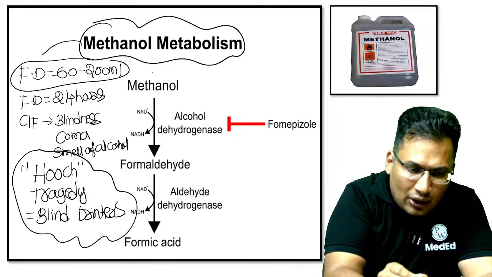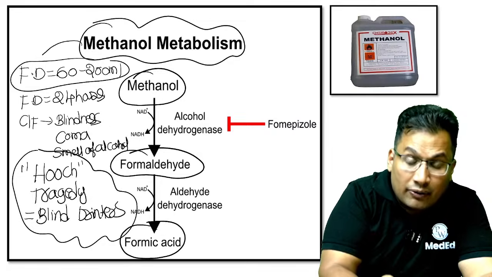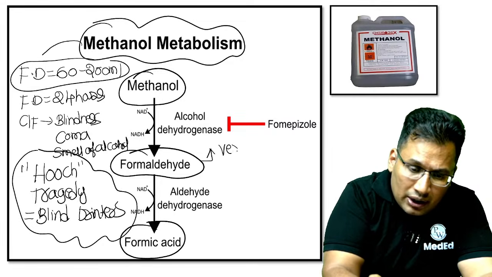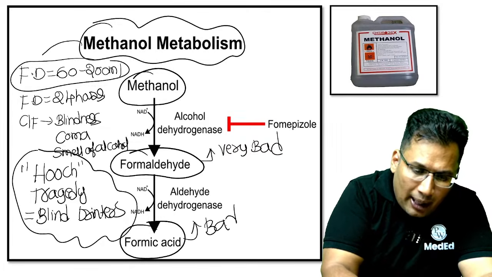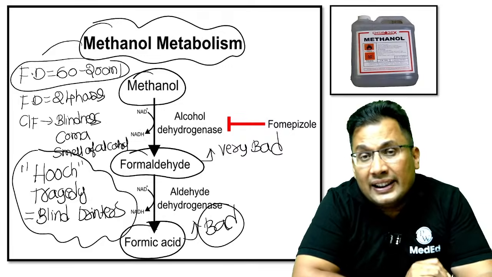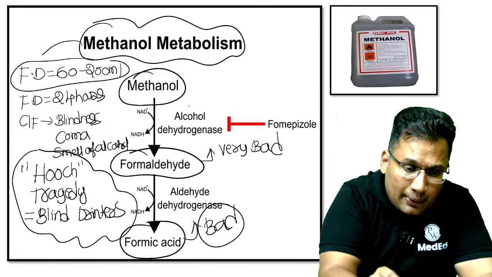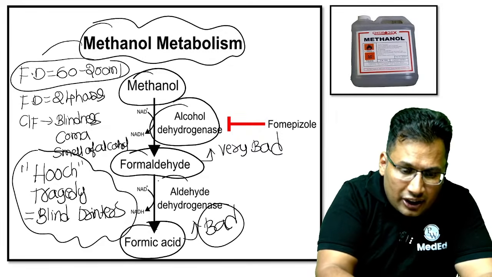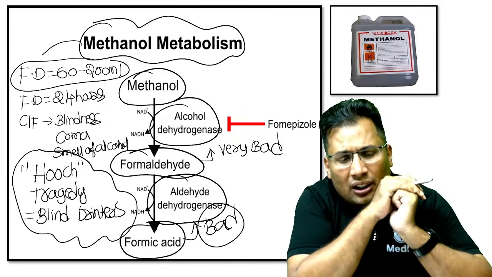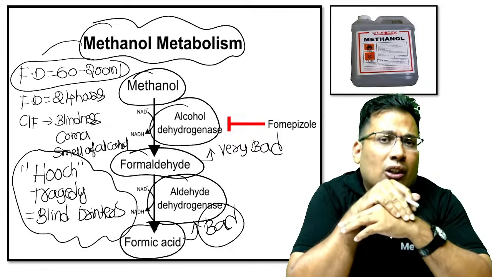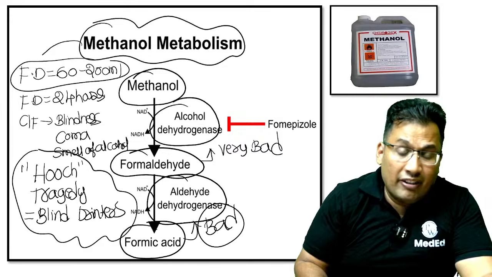Methanol is converted into formaldehyde. Formaldehyde is converted into formic acid. Formaldehyde is very bad. Formic acid is also bad. They are very bad people, because they act on the CNS, they cause coma. They also affect the optic nerve and lead to blindness. What is the enzyme? Here, alcohol dehydrogenase, and then aldehyde dehydrogenase. The metabolism is the same: alcohol is converted into aldehyde, aldehyde converted into acid. So formaldehyde and formic acid, they are very bad people.